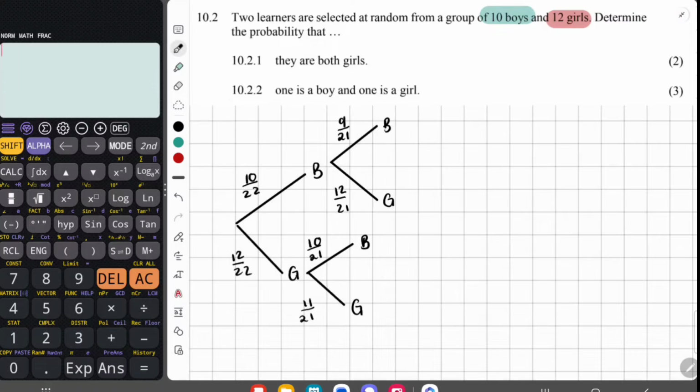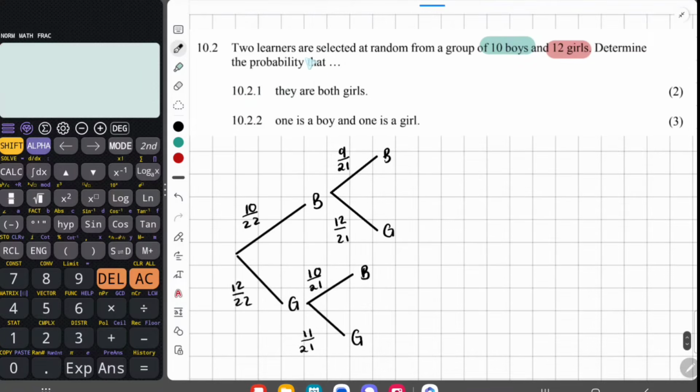Okay, now that the tree diagram has been drawn, we can now answer their questions. The first question, 10.2.1 says, we need to determine the probability that they are both girls. So what they mean by both girls in 10.2.1, we're just looking for the probability that in the first pick, you pick the girl. And then in the second pick, you also pick the girl. That's what they're looking for. They're looking for the probability of girl and girl.